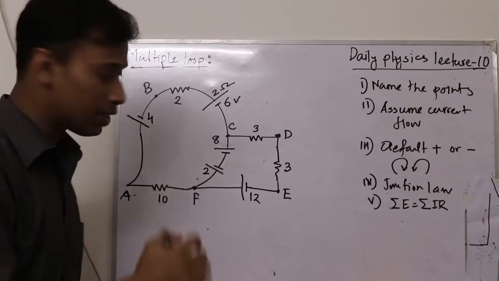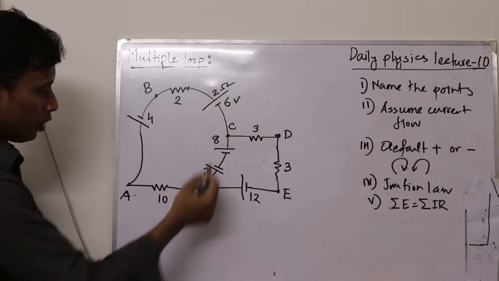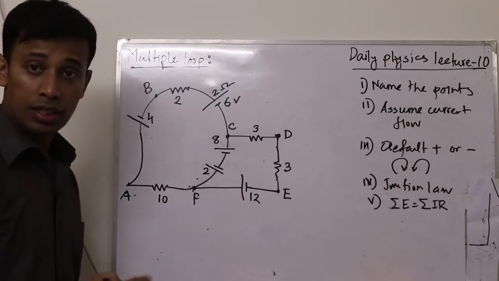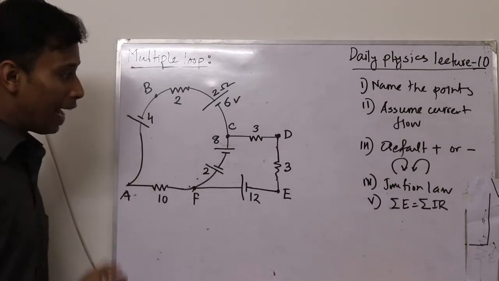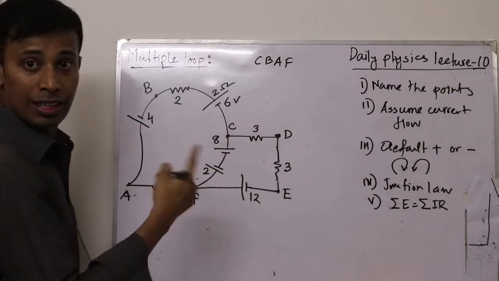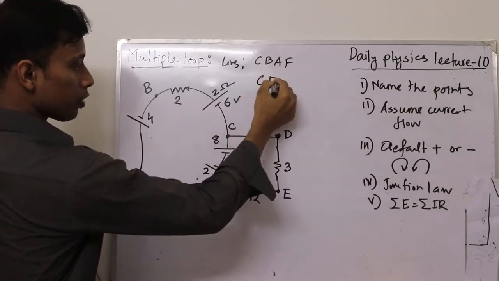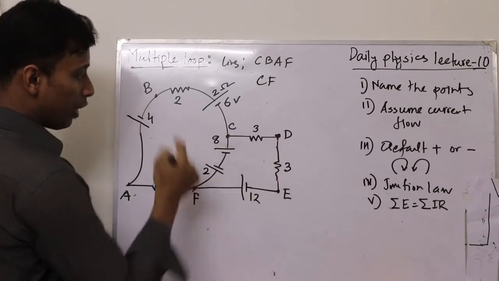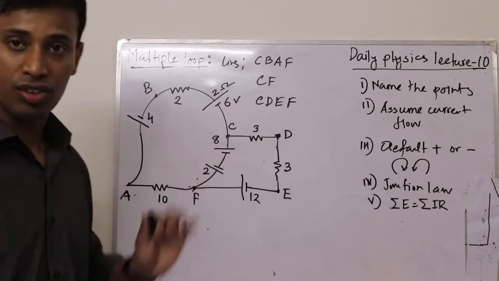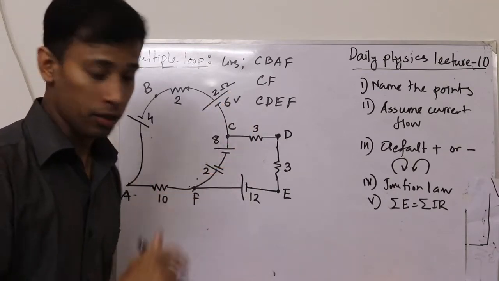So here we have 3 lines again. C, B, A, F is one line, from junction C to junction F. C to F directly is another line, and C, D, E, F is the third line. So these are 3 lines. Okay. So we have got 3 lines, and also there will be 3 currents.